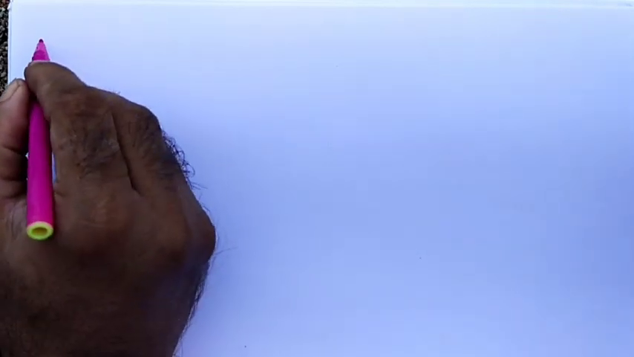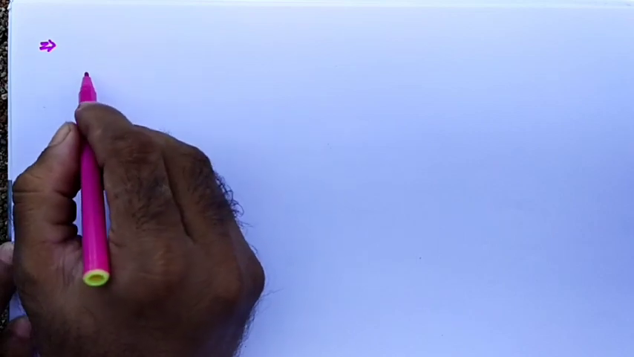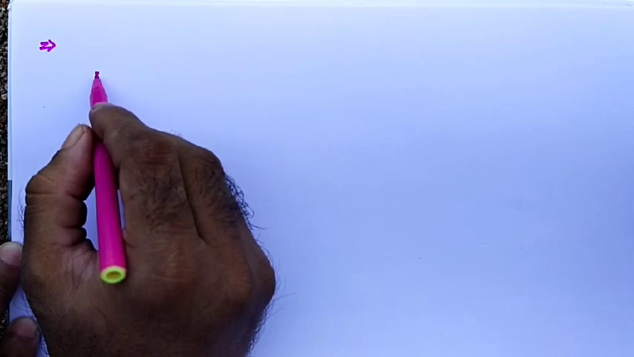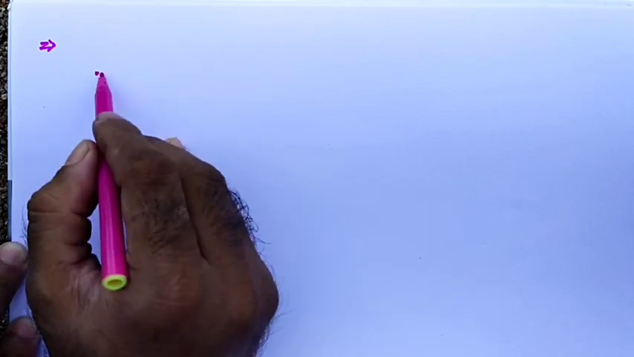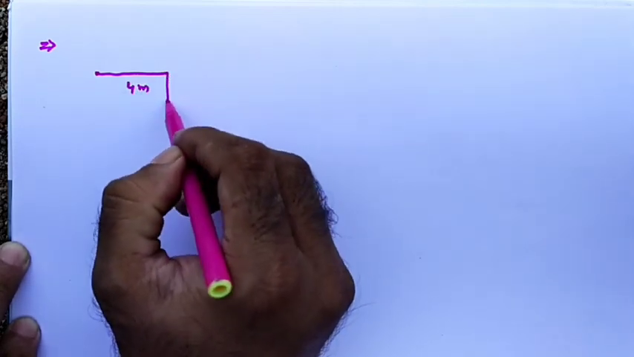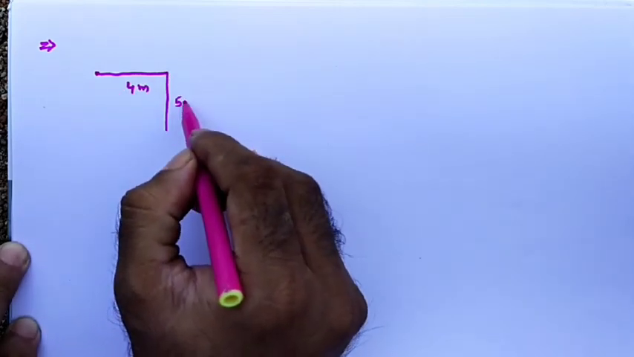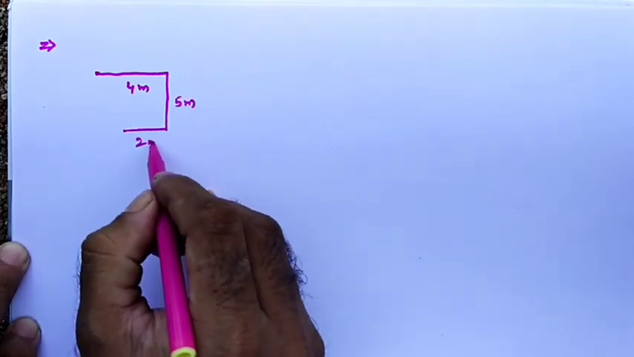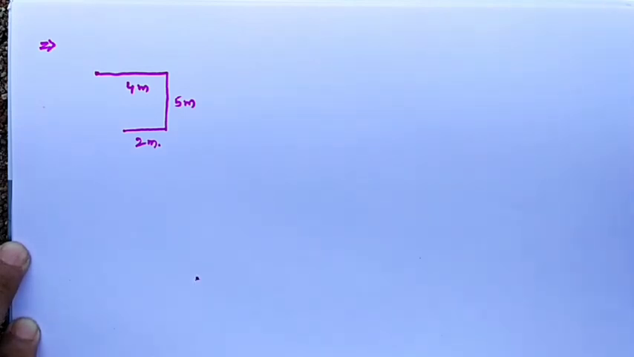Let us see here, a person is moving. First he is moving from this point, which I am taking as the initial point. He is moving in this way, that is 4 meters. Next coming down, this is 5 meters. Next moving to the left again 2 meters. In this way the object has moved. Now we need to calculate the distance and displacement.